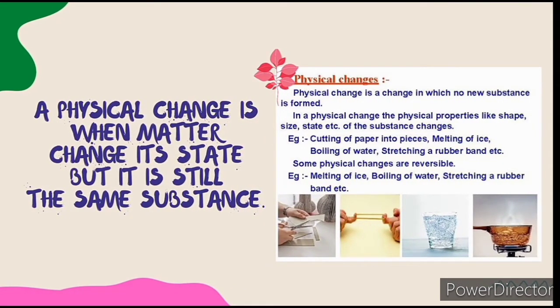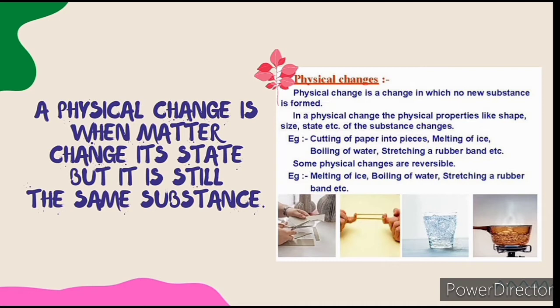This is when matter changes its state, but it is still the same substance. So matter can change its properties like its shape, its size, and even its state, but the substance remains the same and a new substance is not formed. For example, matter can change from solid to liquid. That means it has changed its state, but the substance still remains and no new substance is formed.